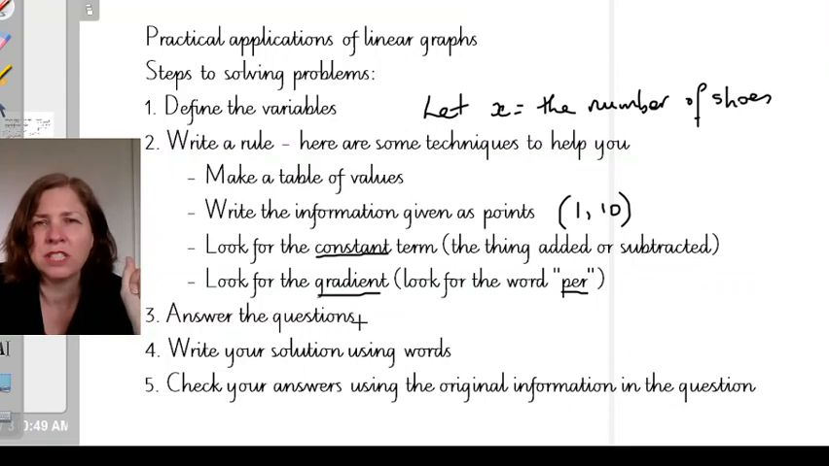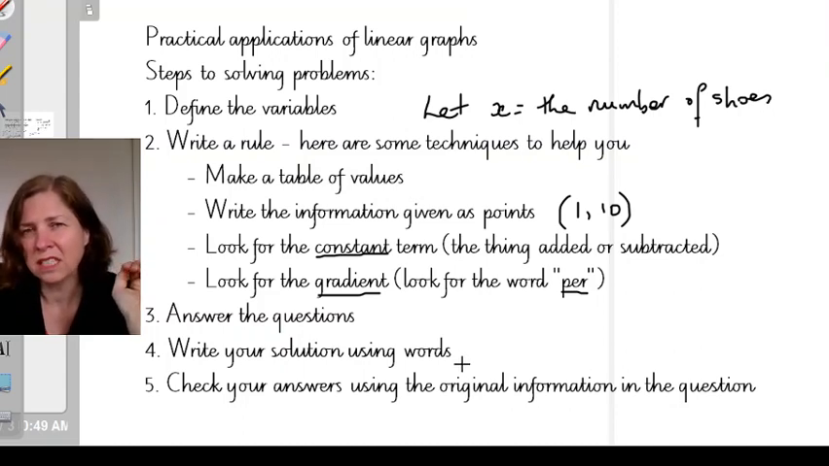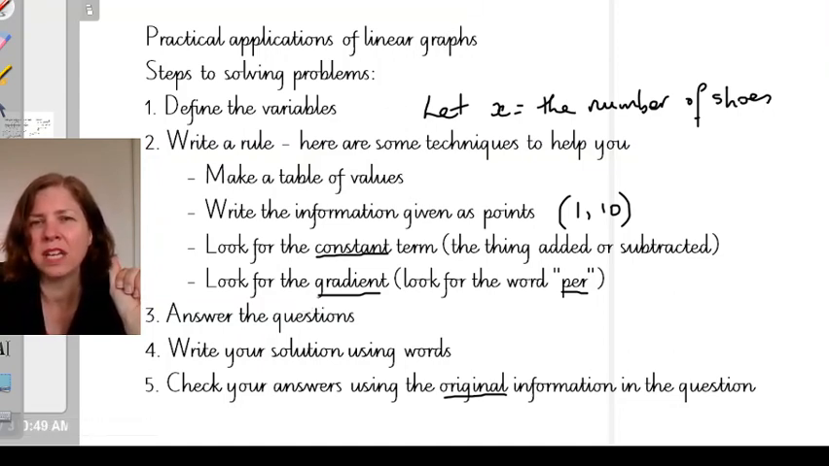Then I have to actually answer the questions. Go and look at each separate question and answer them. Sometimes that will be using the equation that I've written. I make sure I write my solutions using words. I don't need full sentences. It could be enough to simply write cost is $3. Number of kilometers is 4, something like that. Then make sure you check your answers not by going back to your equation, but by going back to the original information in the question. Because if you made a mistake at step 2, this is where you might find it, if your answers actually don't meet the criteria in the original question.